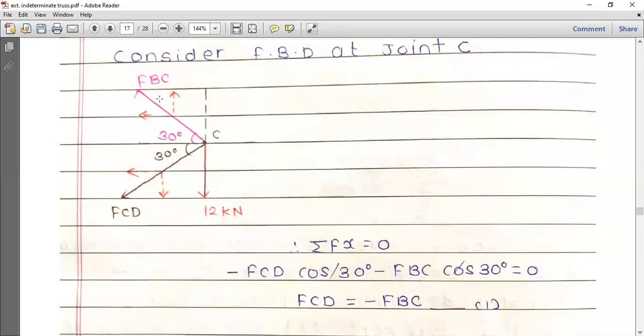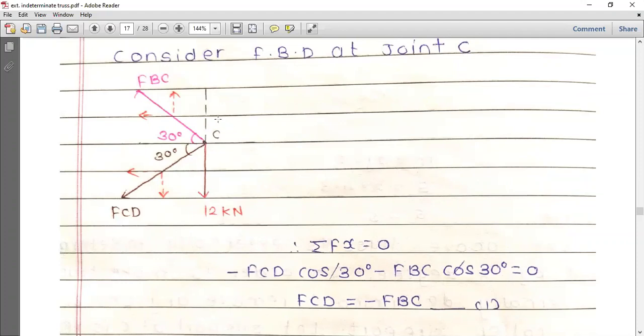Next, we are going to find out the forces in the member BC and in the member CD. First of all, we'll assume the nature of force. Here I'm going to assume the nature of force in members BC and CD as tensile. Tension means the arrow is away from a joint. So that's why I have shown this arrow away from this joint.